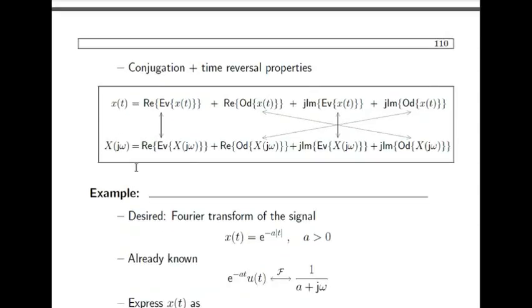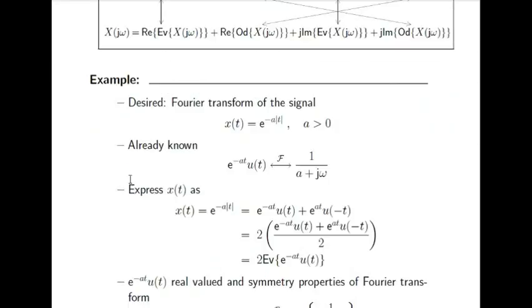So now let's see some examples. We are considering a signal x(t) which is equal to e^(−a|t|), and a is greater than 0. We have already solved that e^(−at) u(t) will have this Fourier transform. And now we can express this signal as this.